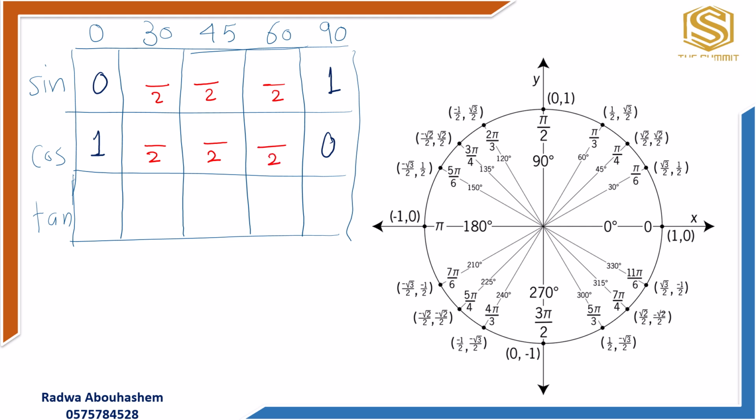Put it in order. 1, root 2, root 3. Flip the order in the cosine. Root 3, root 2, and 1. What about the tan? You just divide the sine and cosine. Here it would be 0, 1 over root 3, root 2 over root 2 give you 1, and root 3 over 1 give you root 3, and 1 over 0 is undefined.